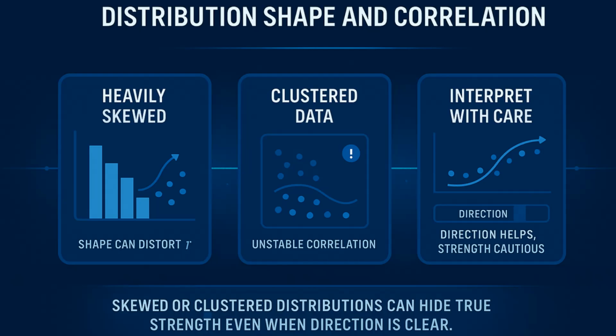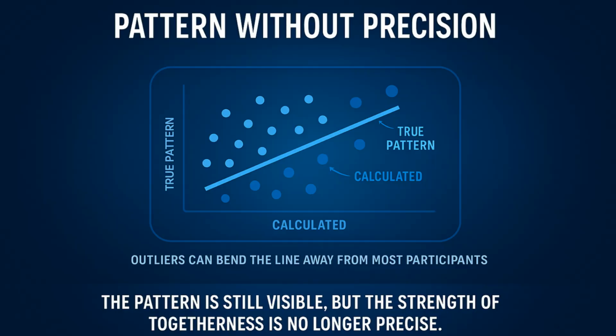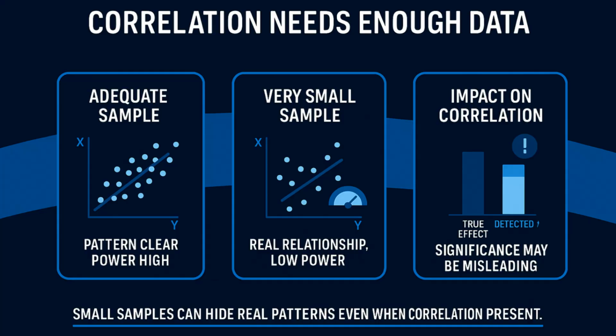Distribution shape also matters. When variables are heavily skewed or clustered, correlation can become unstable. In these situations, the direction of the relationship may still be informative, but the exact strength should be interpreted cautiously. The analysis may still describe a pattern, but it cannot precisely represent how closely the variables move together across the full sample.